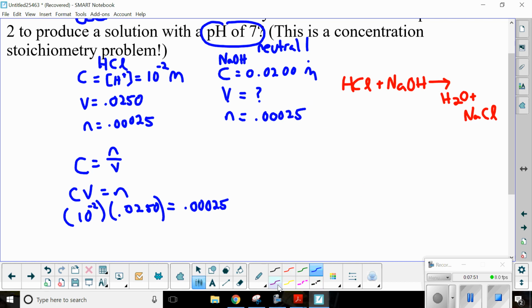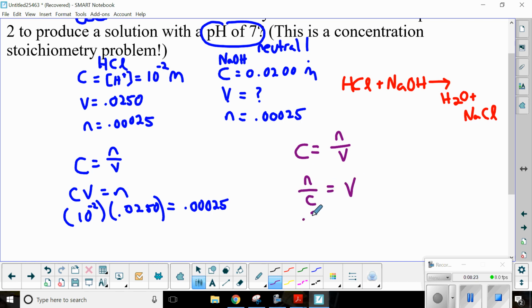So now I'm ready for my last step. I'm going to come over here with C equals N over V. And I know that the same number of moles of sodium hydroxide will react with the same number of moles of HCl because I have a 1:1:1 ratio. If this was different, if this was like H2SO4, I would have to do an extra step to get the right number of moles. In this case, I do not. And I'm going to say that N over C equals V.